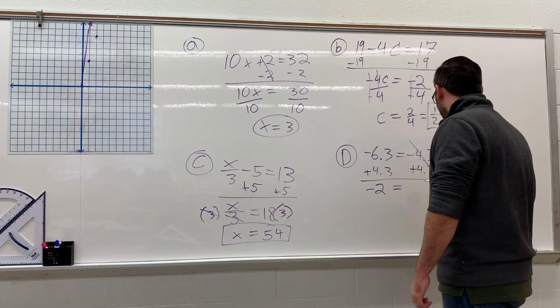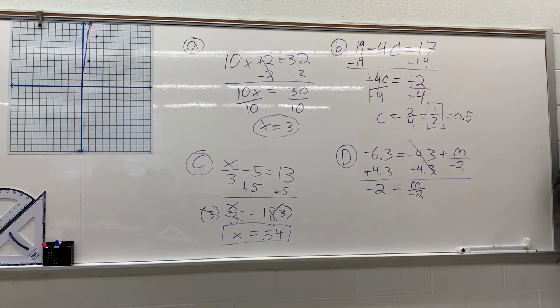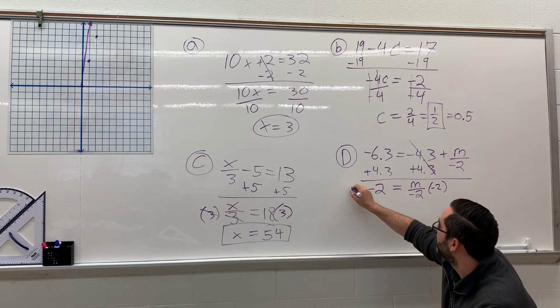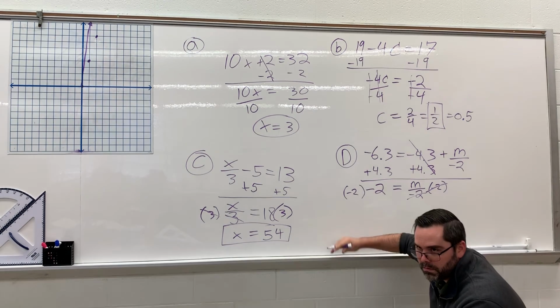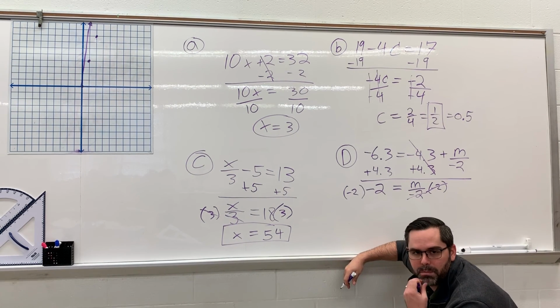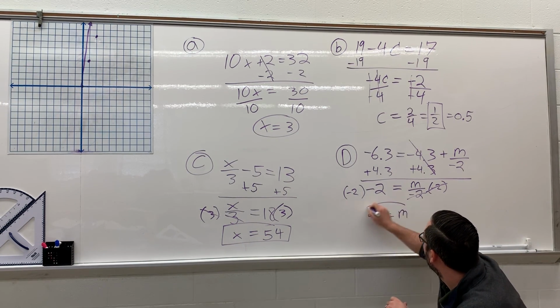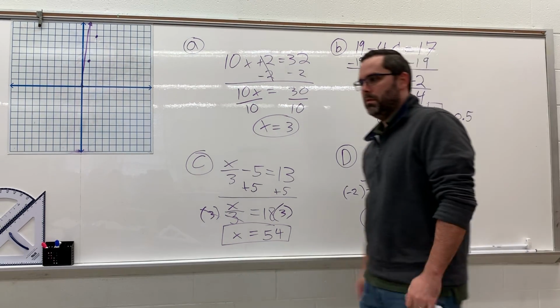All right, negative 2 equals m over negative 2. Who thinks they know what m is? 4. Oh, we're starting to get it now, huh? All right. So how do I get rid of that denominator? Multiplying by negative 2. The negative 2's cancel. Why do these not cancel? Because we're just multiplying, right? It's positive 4. All right, questions?